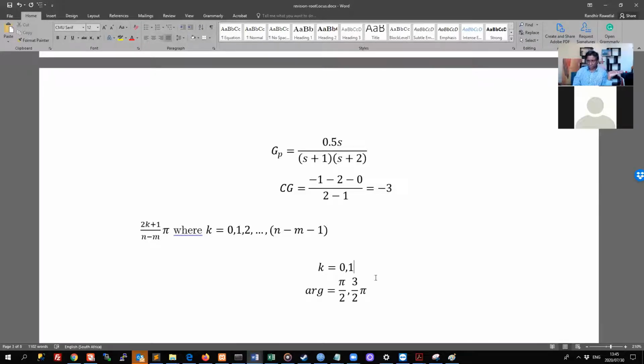So if that's 0, then it's pi by 2, then pi, then 3 over 2 pi. So it seems like at -3, there's a line going up and there's a line going down, right?